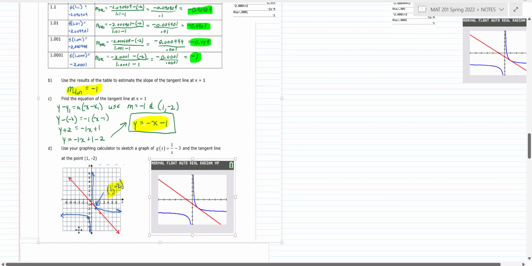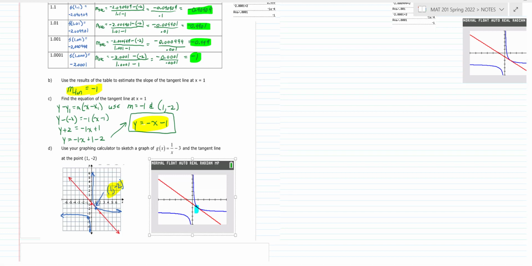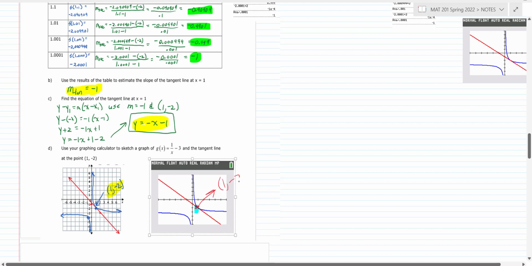Then your graph would look like this. The function is in blue. You have the point (1, -2), and if you graph the tangent line y equals -x minus 1, you're going to see that it connects exactly the way it needs to. You can tell you're right because that tangent line is only touching that point (1, -2).